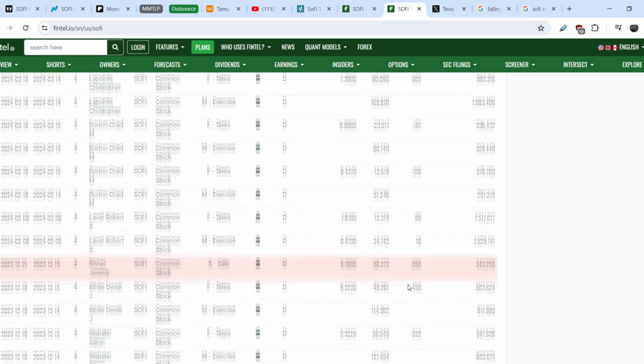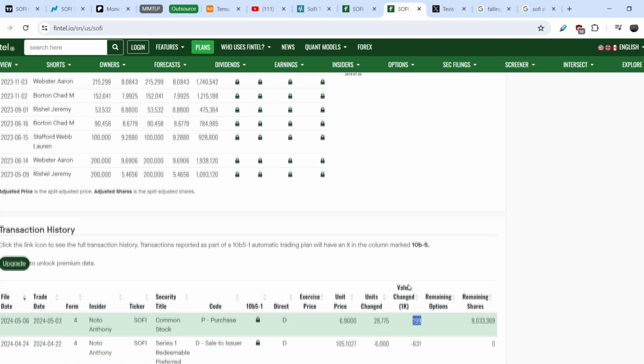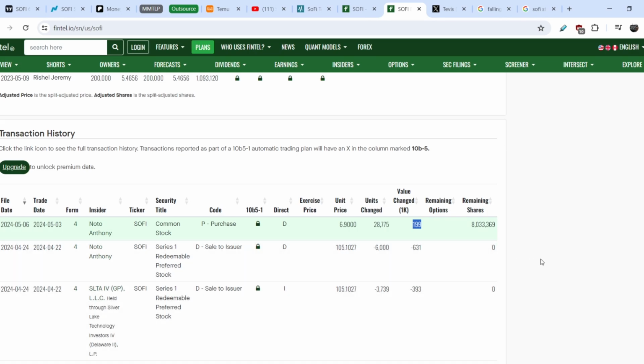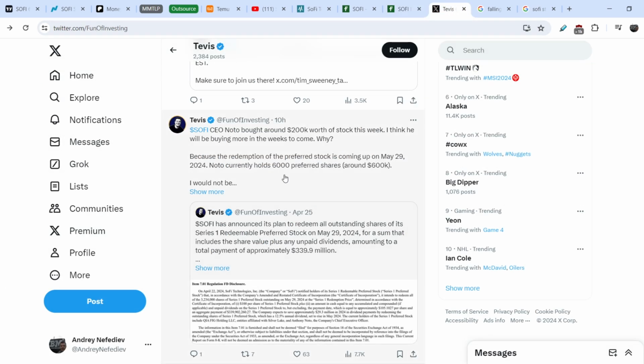And guys, this is the main long-term catalyst for SOFI when the CEO has skin in the game. On top of that, let me show you the tweet that was published by Tavis just 10 hours ago. He wrote, SOFI CEO Noto bought around $200,000 worth of stock this week. I think he will be buying more in the weeks to come. Why? Because the redemption of the preferred stock is coming up on May 29, 2024.